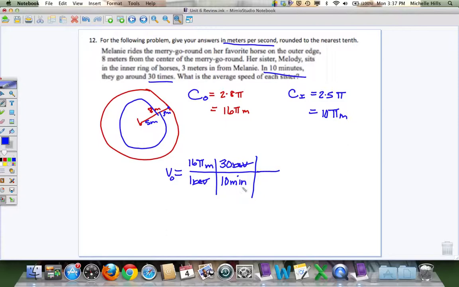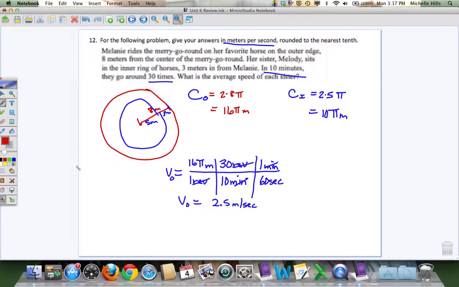This gets me to meters per minute, but it said meters per second, so I need to convert minutes to seconds. 1 minute is 60 seconds. Now, the minutes units will cancel, one on the top, one on the bottom. So my answer, I'm going to take 16 times pi times 30 divided by 10 and divided by 60. And it said round to the nearest tenth, so the velocity of the outer ring is 2.5 meters per second.